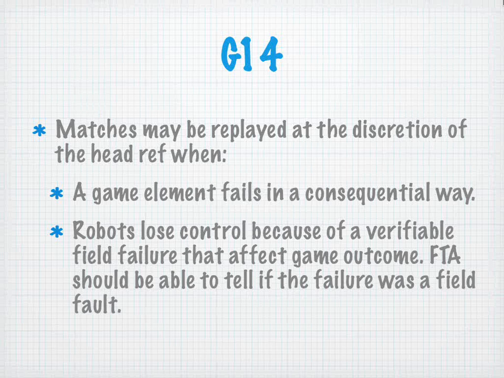Another thing is if robots lose control because of a verifiable field failure that affects the game outcome. So again, it has to affect the game outcome, and it has to be verifiably a field failure. There are lots of things that will cause a driver to lose control of a robot briefly. For example, if a robot gets bumped, you can have a loose power connector that cuts off power to either the Samantha module or the NXT brick, and you'll lose the communication. You won't be able to control the robot. That's not a field fault. That doesn't get the match replayed.